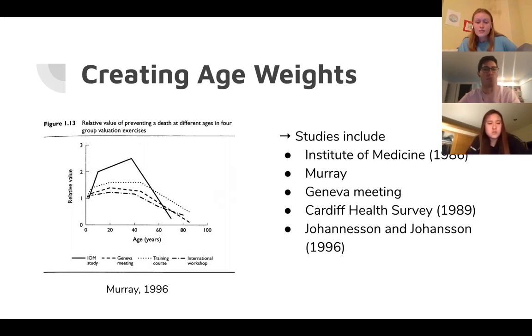Another study, the Cardiff Health Survey in 1989 with 721 adults, found that 94% preferred saving a 5-year-old over a 70-year-old, 80% preferred saving a 35-year-old over a 60-year-old, and 34% preferred saving an 8-year-old over a 2-year-old. For that same question, 46% couldn't choose, and 22% chose the 2-year-old over the 8-year-old. Finally, in 1996, Johannesson and Johansson found strong population preferences for non-uniform age weighting, so that 1 QALY for a 30-year-old was equivalent to 3 for a 50-year-old and 9 for a 70-year-old.